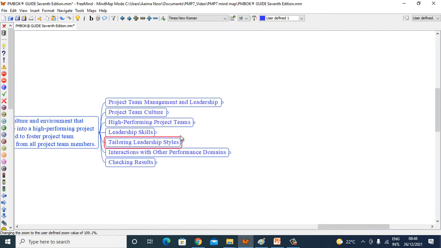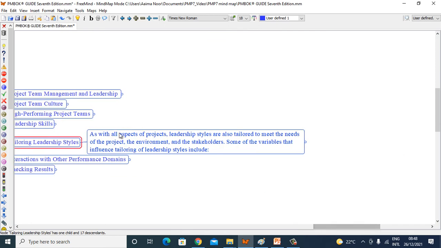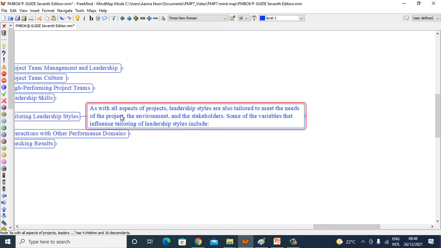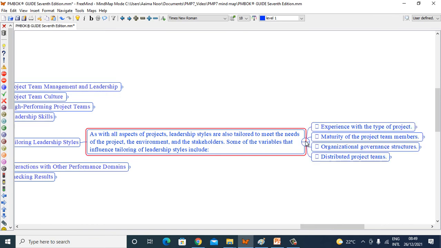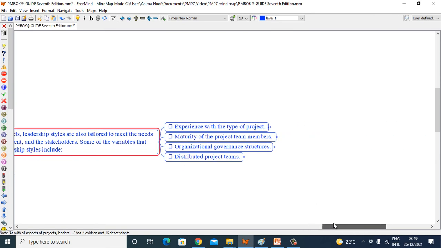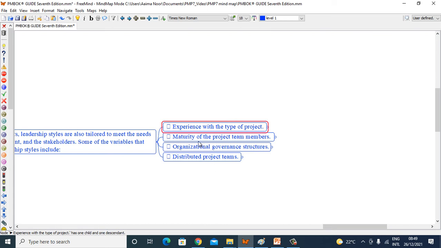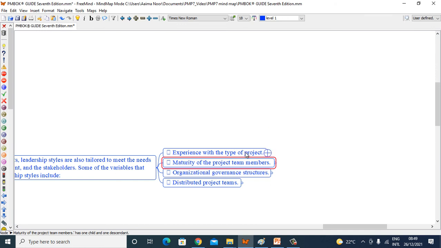Now we'll explore the next topic, that is tailoring leadership styles. As with all aspects of projects, leadership styles are also tailored to meet the needs of the project, the environment, and the stakeholder. Some of the variables that influence tailoring of leadership style include experience with the type of project, maturity of the project team members, organizational governance structures, and distributed project teams. Let's explore one by one.